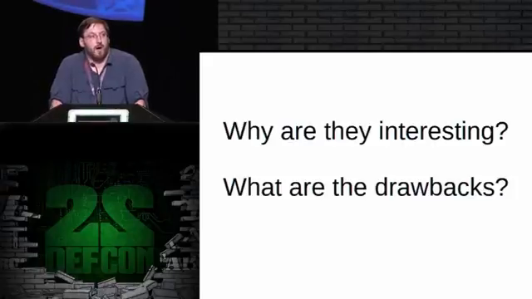I kind of just explained why I think timing attacks are interesting. The drawback is they generally make a lot of noise. You have to take a lot of samples of whatever it is you're trying to attack before you can make a statistical decision about whether or not the data you have means anything.